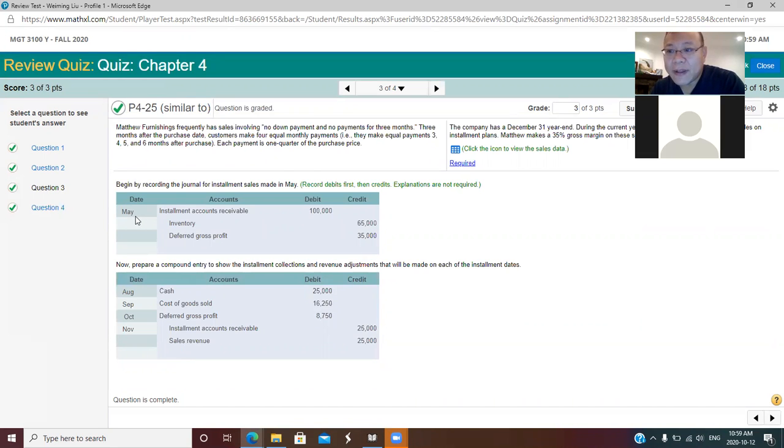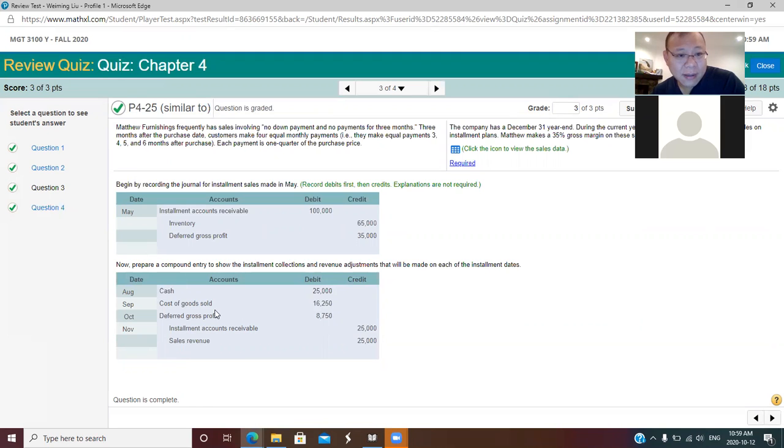So in May, when they first have this transaction, right away they have a receivable. They have this installment accounts receivable for 100,000, and the items have been shipped to the customer. So your inventory level goes down. You credit your inventory for 65,000. And the difference, of course, is the money you make. But you do not recognize this as revenue. You defer this into the future. So this is called deferred gross profit, 35,000.